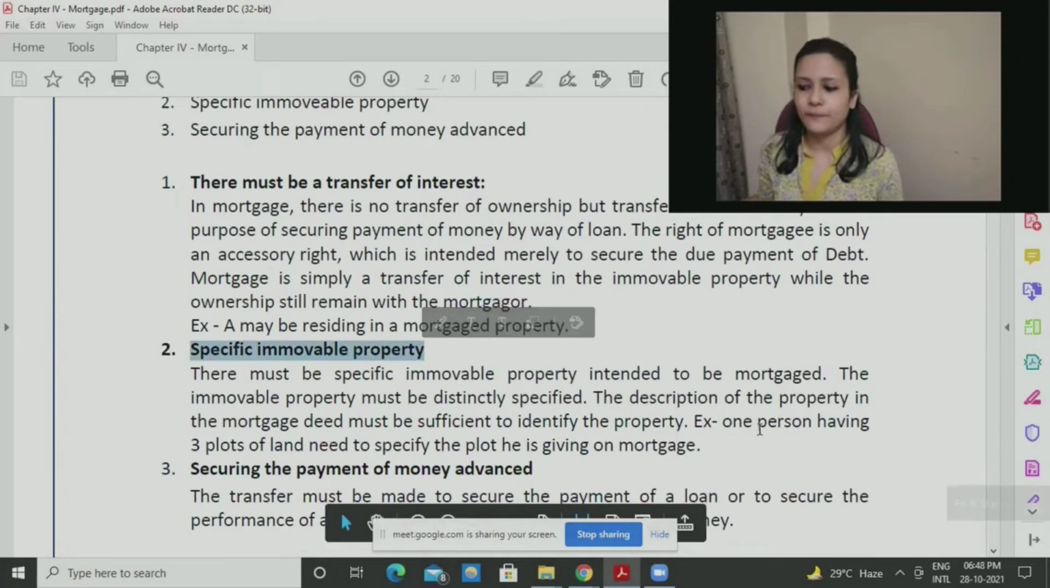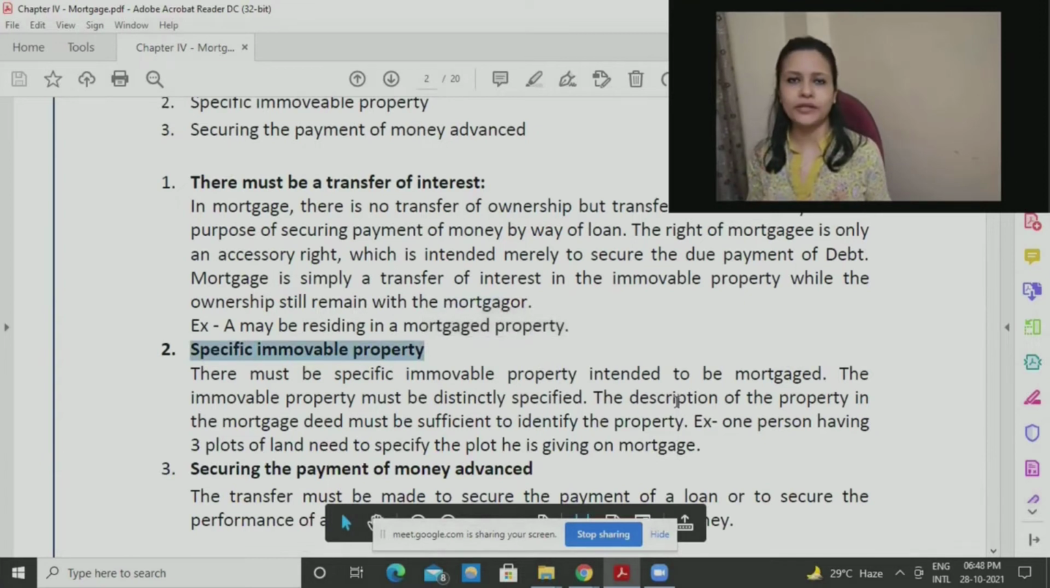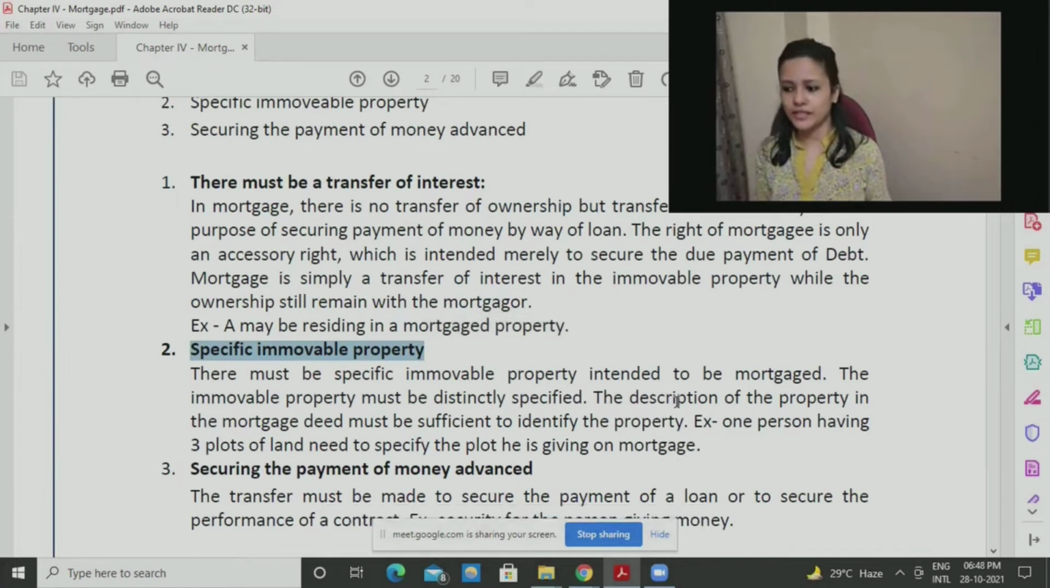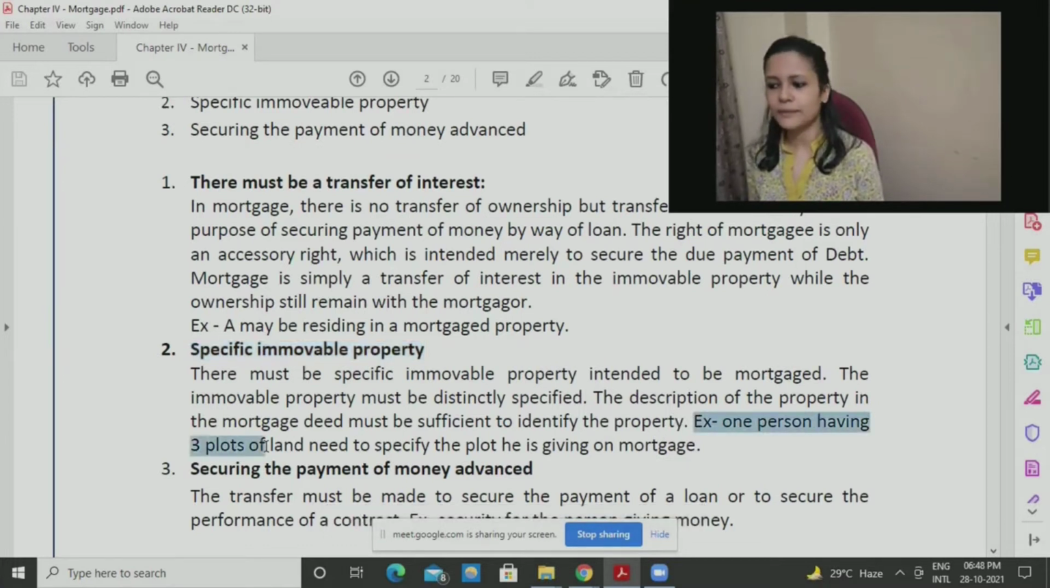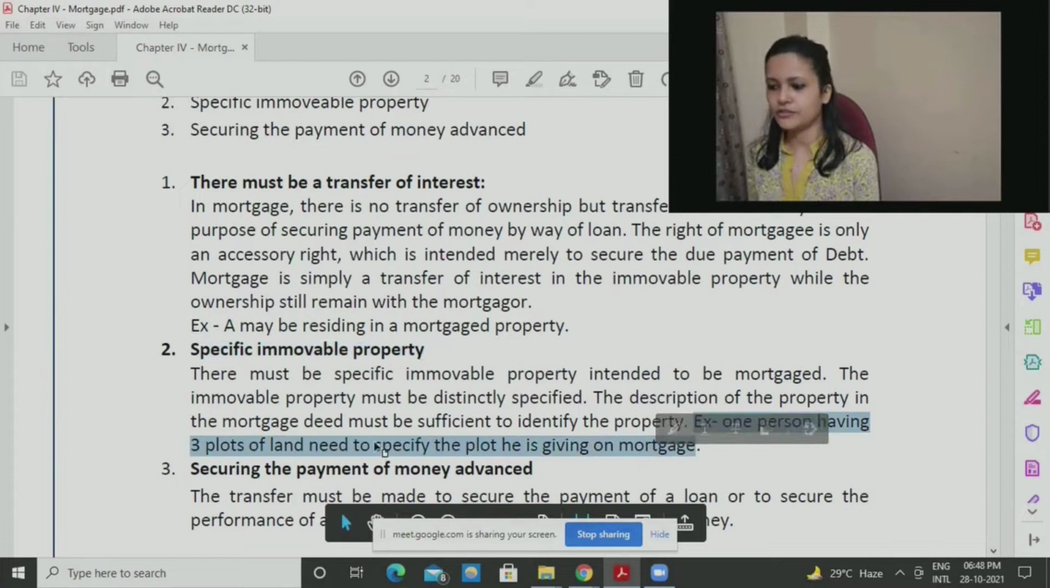Secondly, specific immovable property. It's very important that property is clearly identified in the mortgage deed, because in case there is a situation when the mortgagor is not able to repay the loan, and mortgagee wants to recover money from this mortgaged property, it becomes very important that it's clearly specified in the mortgage deed and it can be identified also, and from there he can recover this amount. So one person having 3 plots of land needs to specify the plot he is giving on mortgage. It has to be clearly identified, otherwise it's not like 3 properties he will be getting.